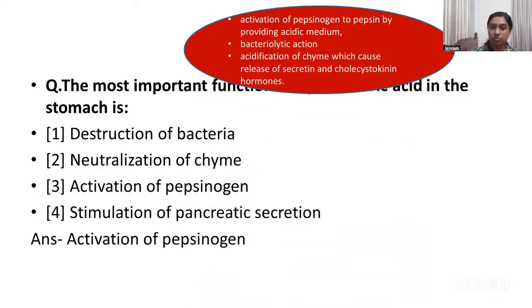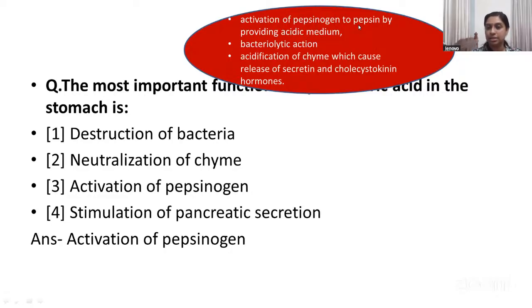Now, what are the functions of HCl in stomach? The first and most important function is the activation of pepsinogen to pepsin by providing an acid medium. This pepsinogen is produced from the gastric glands, usually by the chief cells. So chief cells of the gastric glands produce the pepsinogen. Pepsinogen is secreted in an inactive form, which is converted to pepsin, its activated form. This occurs only in low pH or the acidic pH. To provide this acidic pH, HCl is of help.